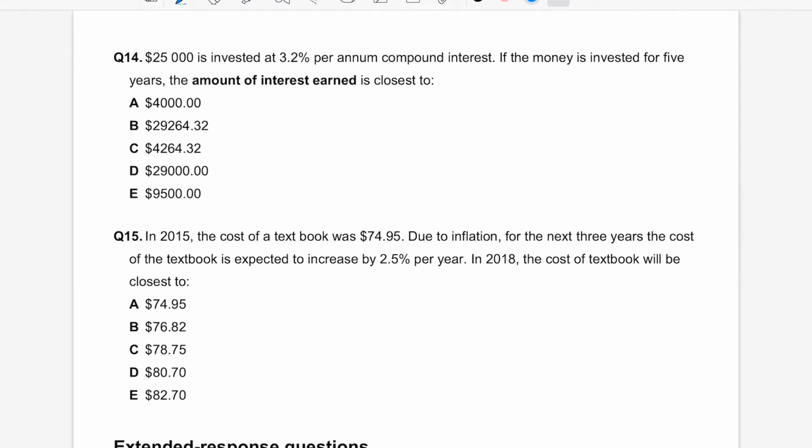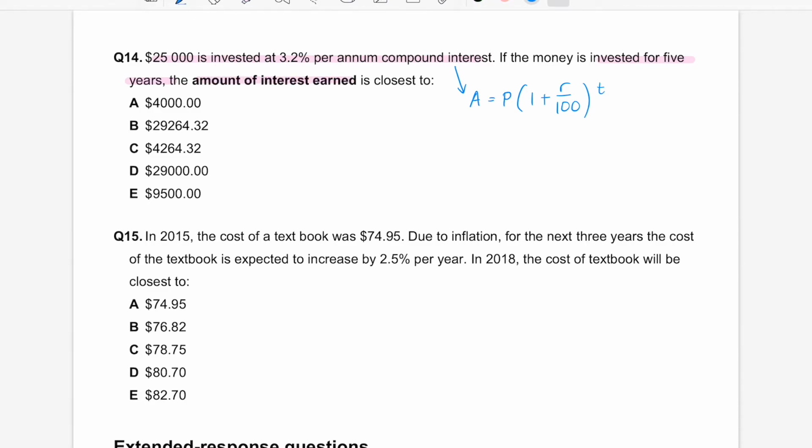Alright, question 14. So $25,000 is invested at 3.2% per annum, compound interest. So straight away here, compound interest, definitely a bit more of a complex equation. Nonetheless, A equals P times 1 plus R divided by 100 to the power of T. Alright, so the money is invested for 5 years. The amount of interest earned is closest to.